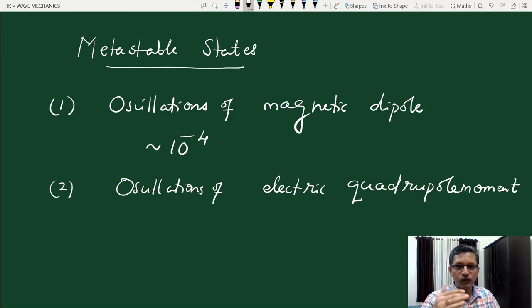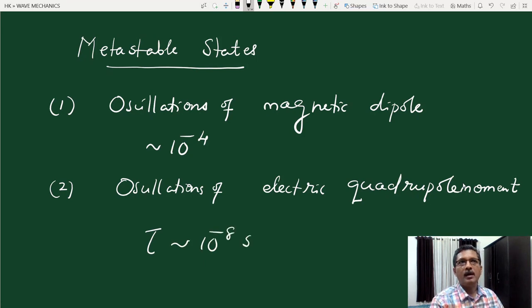So understand that each of these processes is progressively less efficient, and hence slower compared to oscillations of electric dipole. Normally in the case of atomic excited states, the major process of radiative transitions is, as we have seen, oscillations of electric dipole moment. And for those atomic excited states in which the radiative transitions are due to oscillations of electric dipole moment, their average lifetime is of the order of 10 raised to minus 8 seconds.